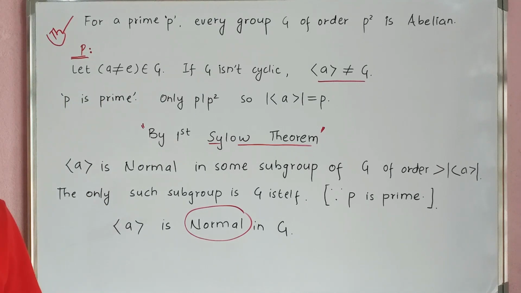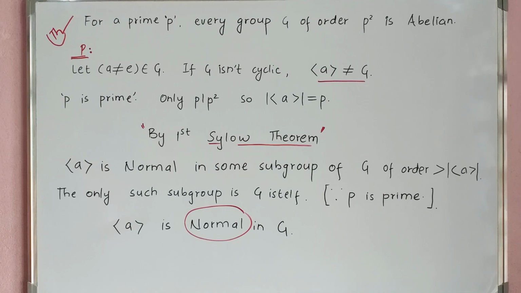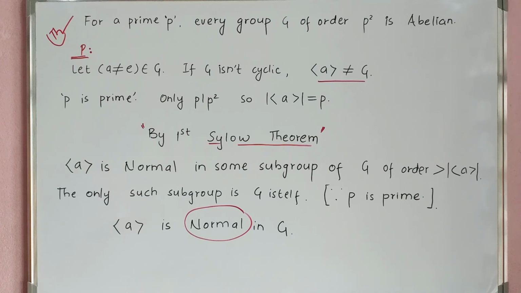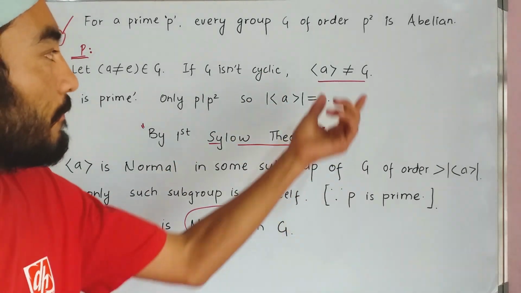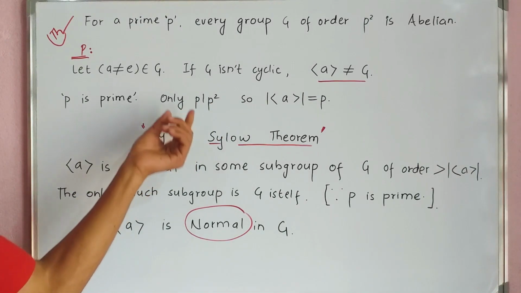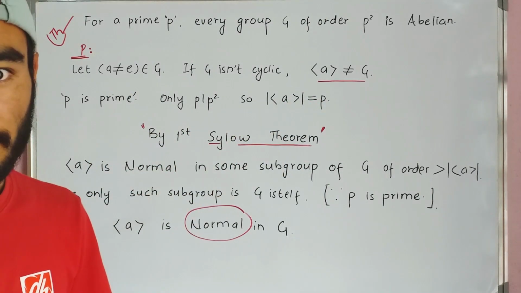Let a be an element of G such that a isn't the identity element. Then if G isn't cyclic, G isn't generated by any of its elements, so the cyclic group generated by a isn't the group G itself. Now p is prime is given to us, so the only number dividing p squared is p itself, other than 1. So the order of the cyclic group generated by a is p.